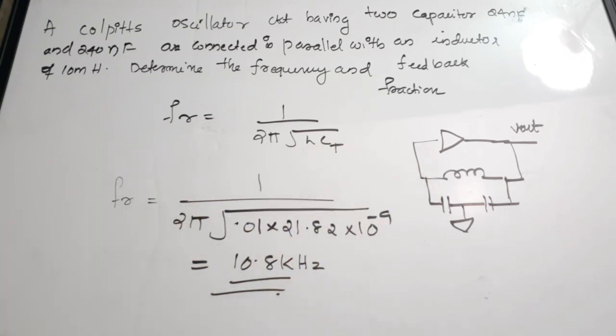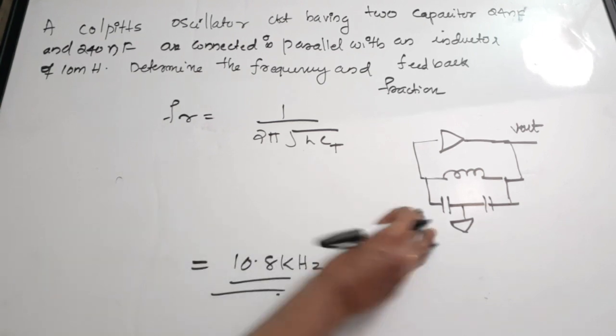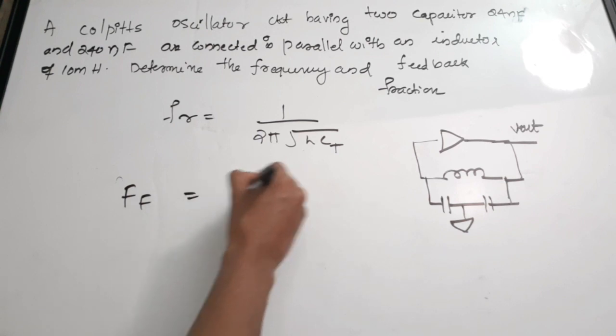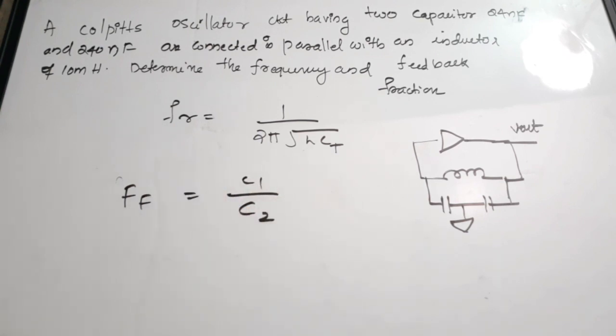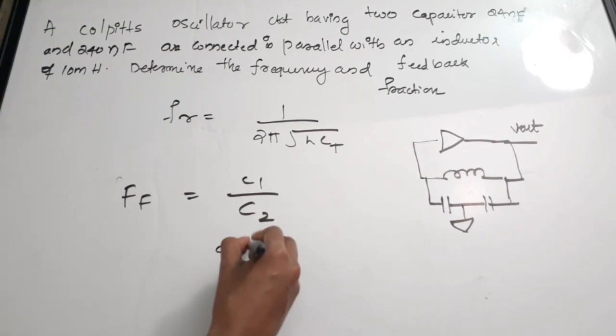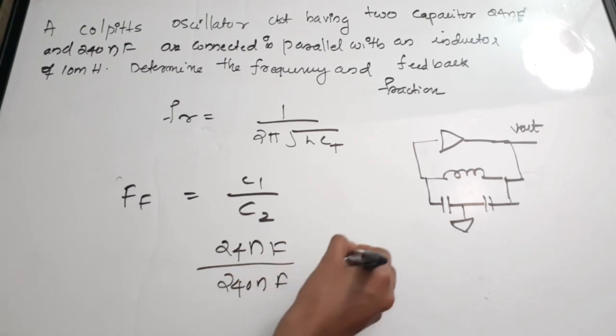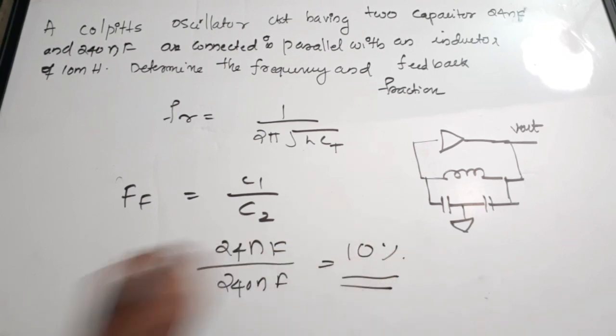Now, what is the feedback fraction? The feedback factor or the feedback fraction is given by FF is equal to C1 by C2. It is actually the ratio of two capacitors. Sometimes we call it beta also. So beta is equal to C1 by C2, 24 nanofarad by 240 nanofarad, and the value is 10%, or 10 by 100. So that is this question.